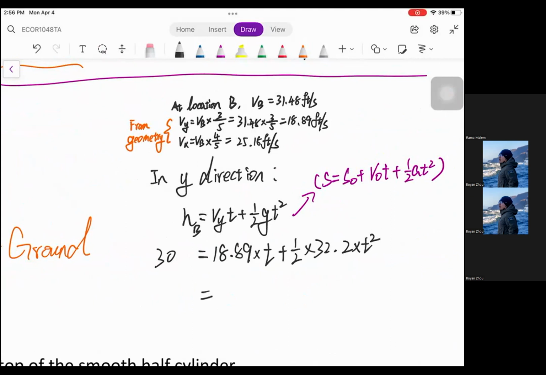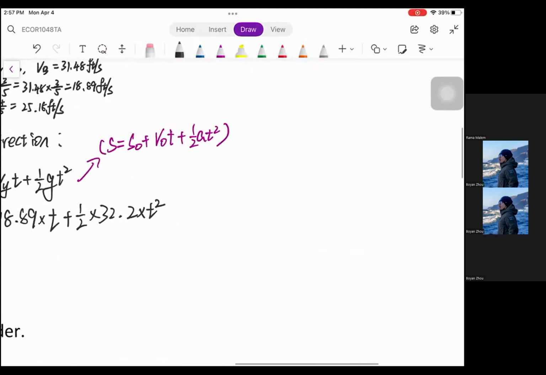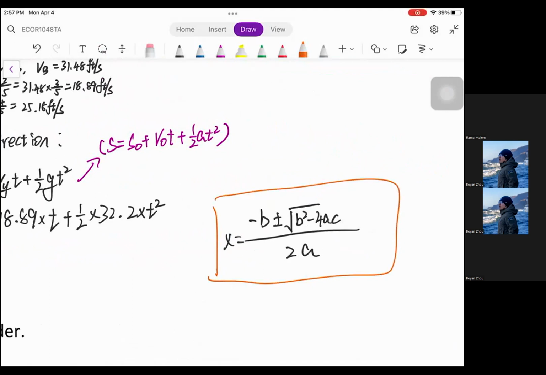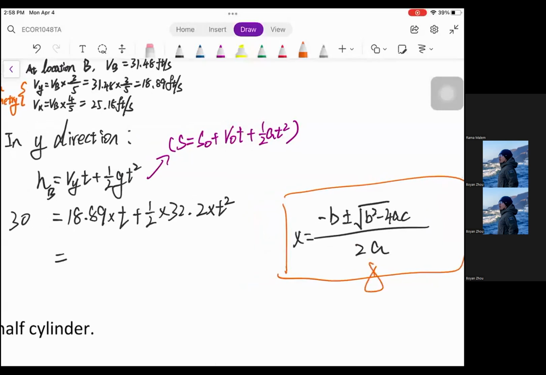And then we have a quadratic formula. You need to memorize the equation to solve the quadratic formula: negative b plus or minus the square root of b squared minus 4ac, over 2a. So that is the quadratic formula. I'm gonna pause, and yeah, we're gonna use this one to find out the value.